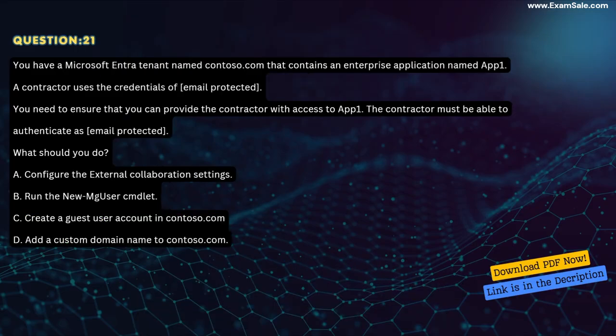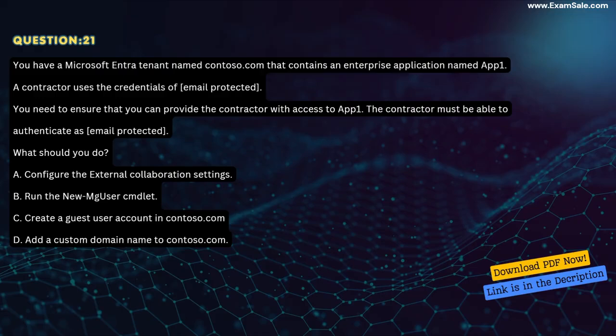Question 21. You have a Microsoft Entra tenant named Contoso.com that contains an enterprise application named App1. A contractor uses the credentials of [email protected]. You need to ensure that you can provide the contractor with access to App1.